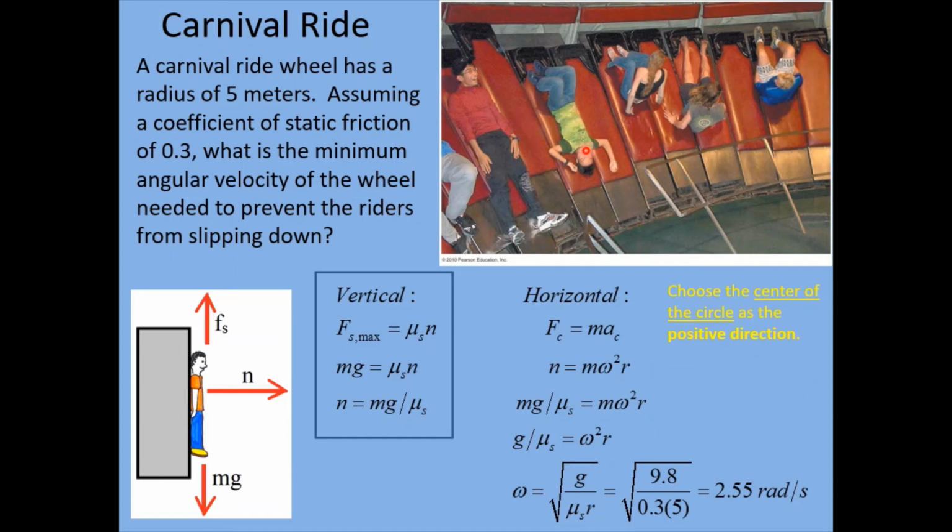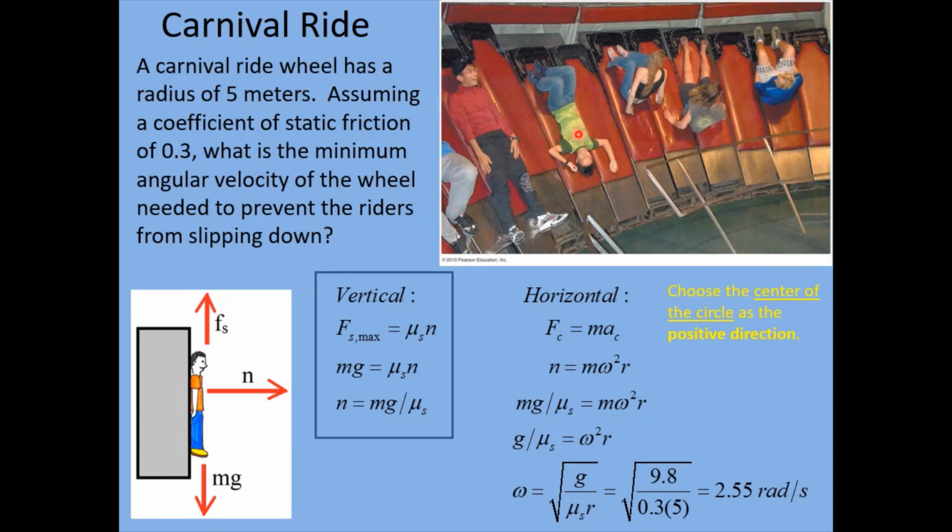They're not slipping down because of gravity. They're literally stuck to the wall, and it's an interesting effect. So for this carnival ride, the wheel has a radius of 5 meters. We're going to assume a coefficient of static friction of 0.3. What is the minimum angular velocity of the wheel needed to prevent the riders from slipping down?